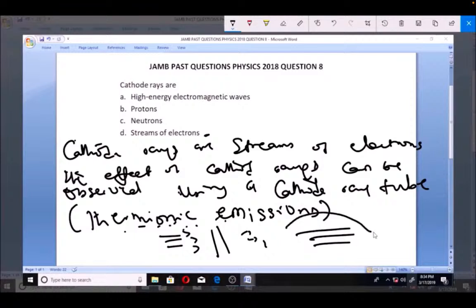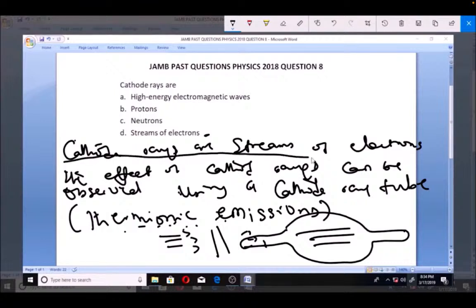So you're going to look at this cathode ray tube and see how this motion is done in your physics textbook. Check on the ionic emission. You're going to read about cathode rays, and you see that cathode rays are streams of electrons. So that is the answer to this problem. They are not protons, they are not neutrons, but they are streams of electrons.